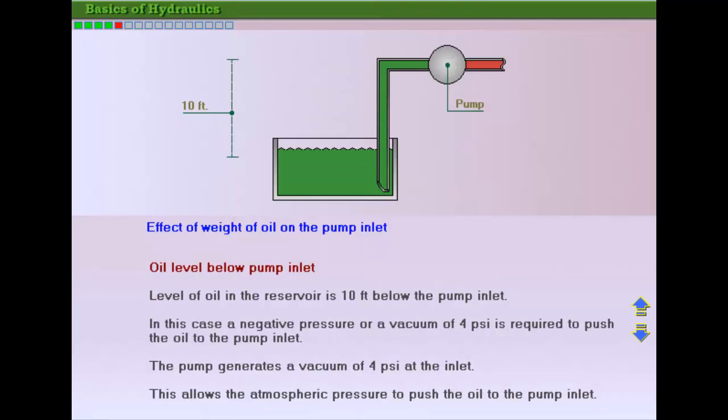In this instance, the oil reservoir is placed below the pump inlet. The oil level in the reservoir is 10 feet below the pump inlet. Here, a negative pressure, or a vacuum, equivalent to 4 psi, is required to push oil to the pump inlet. The pump must generate a vacuum of 4 psi at the inlet to allow atmospheric pressure to push the oil to the pump inlet.